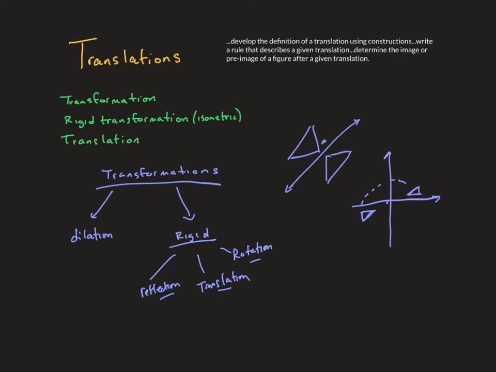And then for the translation, I may start with an item right here, and then it is going to be slid this direction, and it's going to end up over here, going in one direction. So those are quickly the rigid transformations.